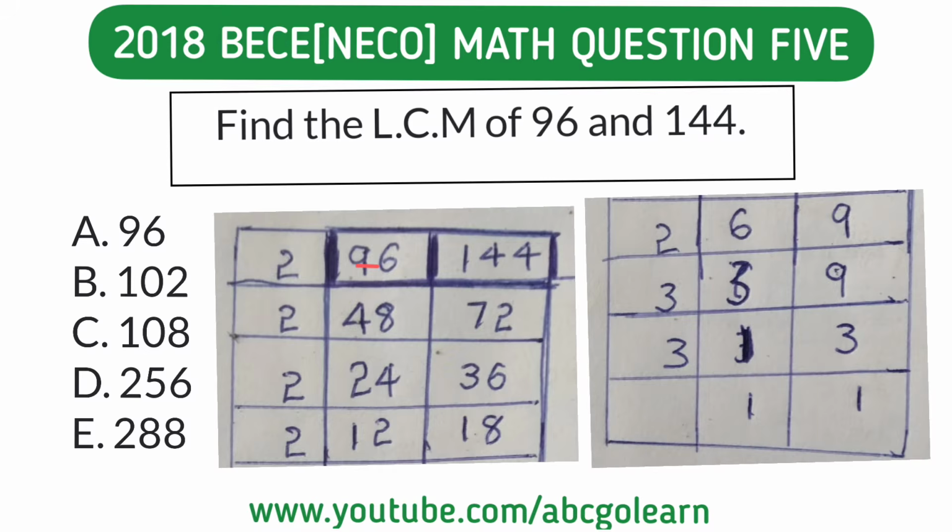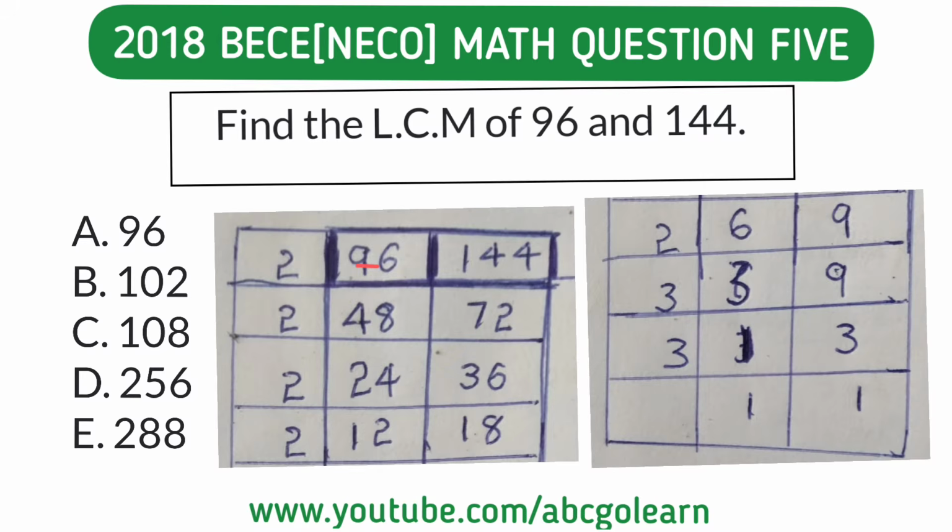So now, starting with 2, you see that if I divide 96 by 2, it will give me 48. If I divide 144 by 2, it will give me 72. I won't stop like that. I must get 1, 1. I must divide to the extent that I will not be able to divide again. That's when I will get 1.